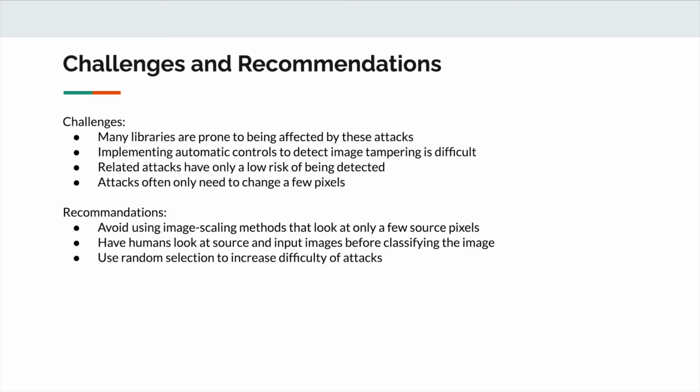Thank you, Mason. Next, I will discuss some challenges and recommendations related to these attacks. Regarding the challenges, many libraries are prone to being affected by these attacks. Implementing automatic controls to detect image tampering is difficult. Related attacks have only a low risk of being detected, and attacks often only need to change a few pixels. So some recommendations are to avoid using image scaling methods that look at only a few source pixels, have a human look at the source and the input image before classifying the image, and use random selection to increase the difficulty of attacks.